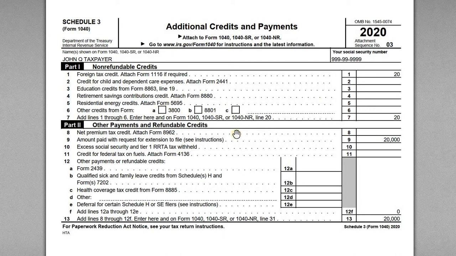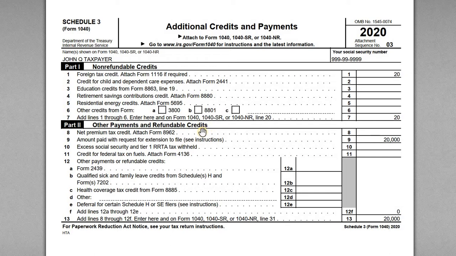8801 is a credit for prior year minimum tax. So if you paid AMT, or the alternative minimum tax, in a prior period, you might be eligible for a credit in the current period for the amount, or a portion thereof, that you paid in a prior year. Okay, so that covers Part 1.